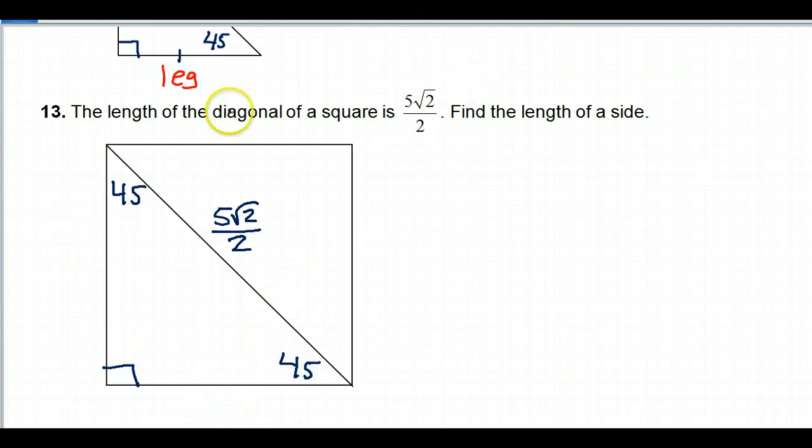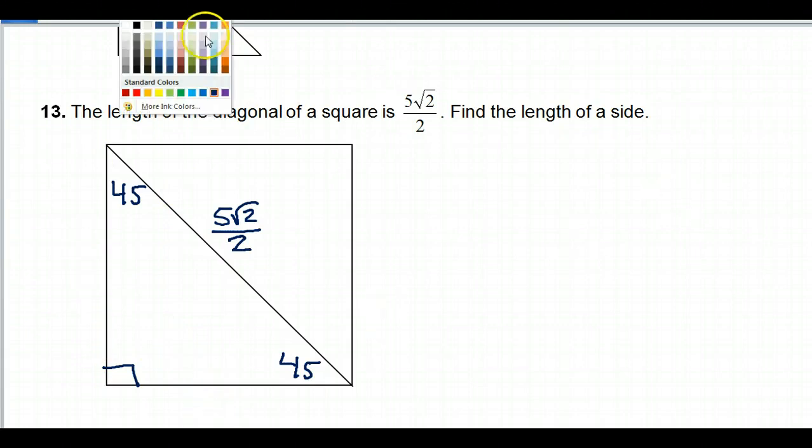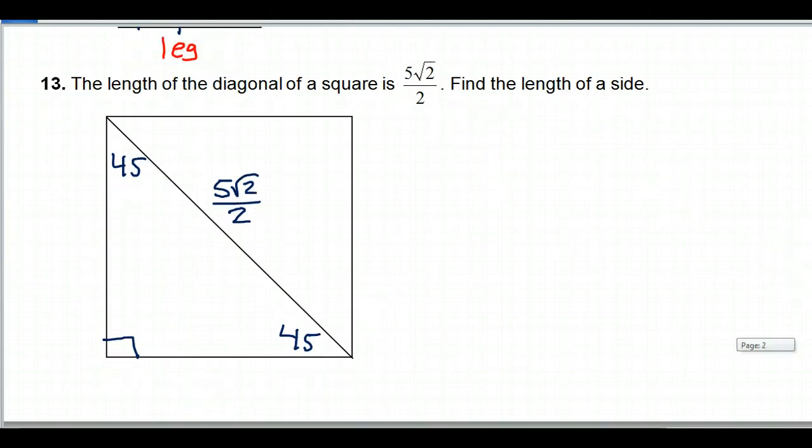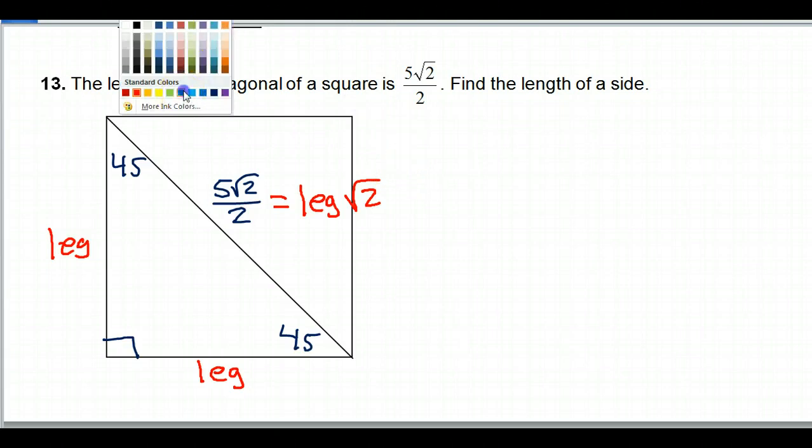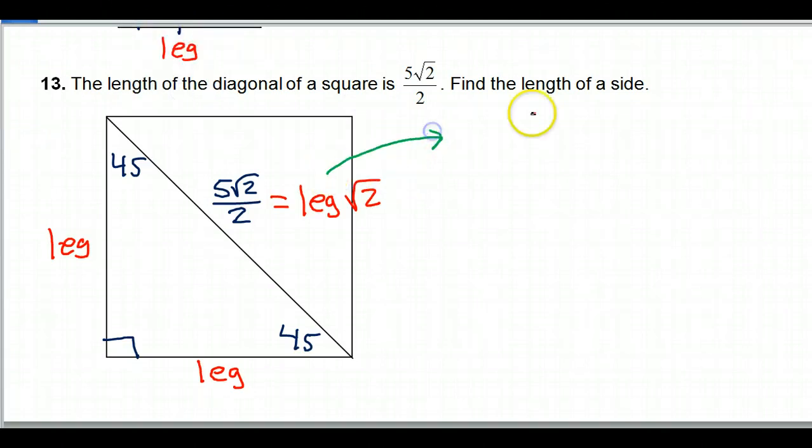If I want to find the length of a side, again, I'm looking for the legs. So I'm going to do what I do every single time. I'm going to label with expressions showing the pattern. So this is leg, leg, and of course this will equal leg root 2. So I can solve this equation. I'm just going to write this off to the side. Okay, I'm just recopying this equation over here for a minute.